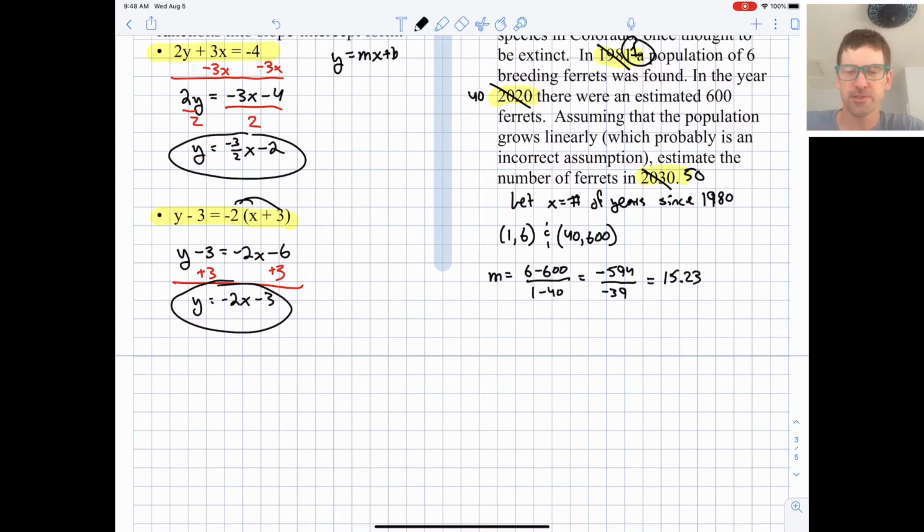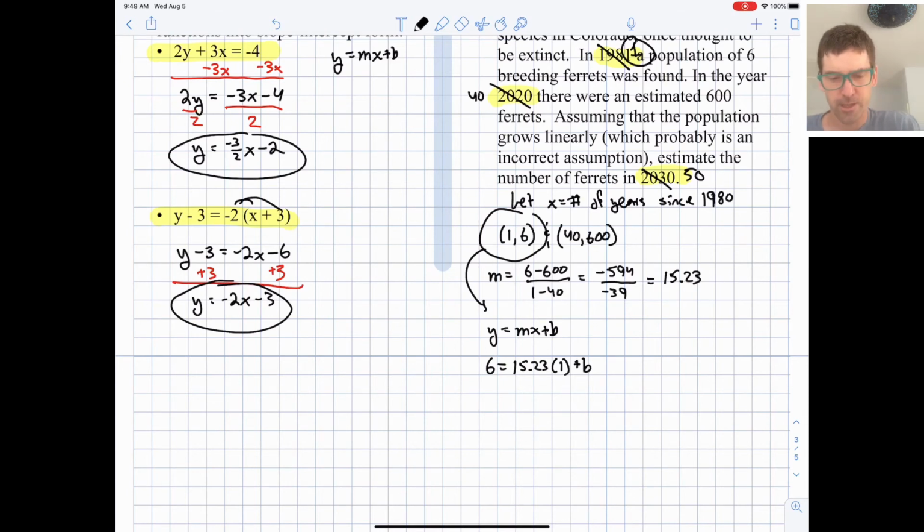I've said before that slope is often easier as a fraction, but an exception to that is when you're dealing with real-world numbers. It's often easier to have slope as a decimal, and I rounded that slope to a couple decimal places. So let's find our equation. So we have y equals mx plus b, and I'm going to use our simpler x-y ordered pair of 1 and 6. So 6 ferrets equals 15.23 times year 1 plus b.